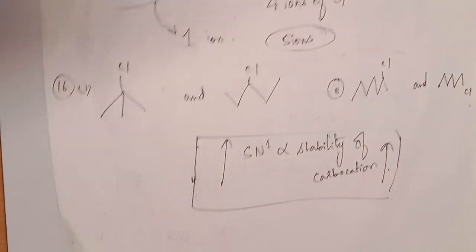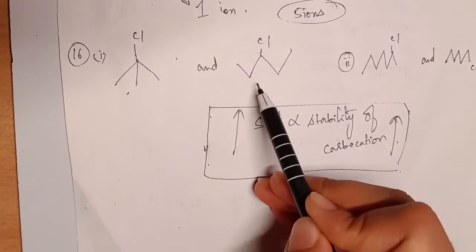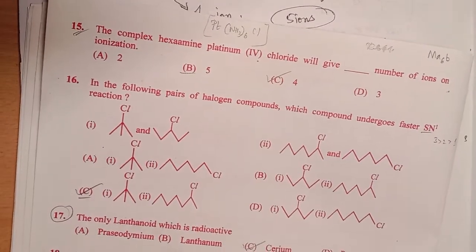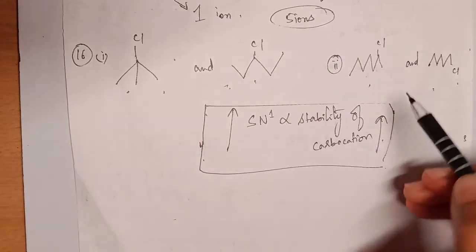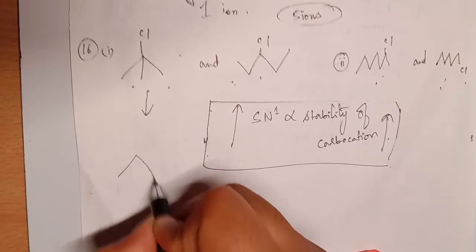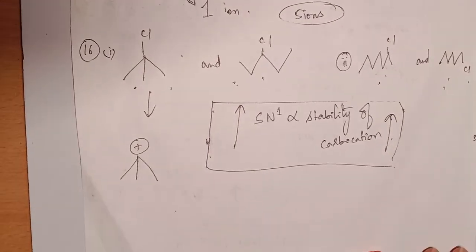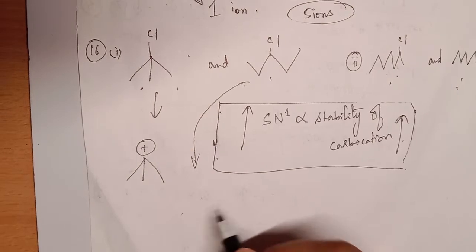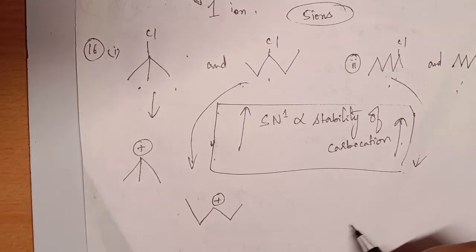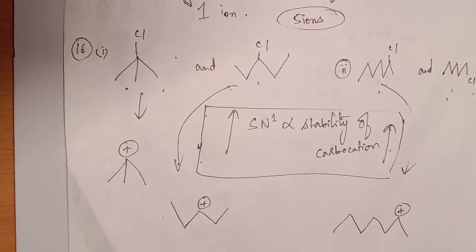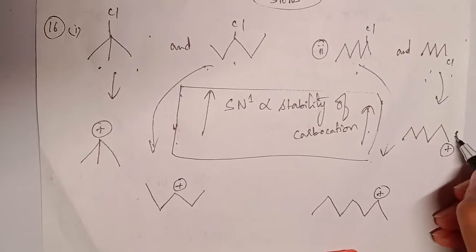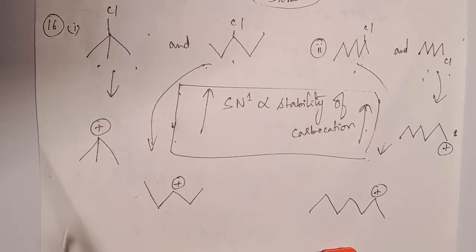So if you know this relation, we need to find the carbocation of this, this, this, and this. The question asks which among these two is faster and which among these two is faster. In this, the carbocation will form as this, and for this, it will be this. For this, it will be this. So we need to find which is stable.